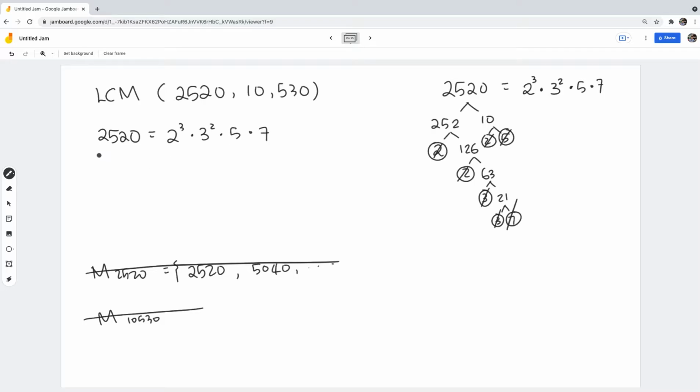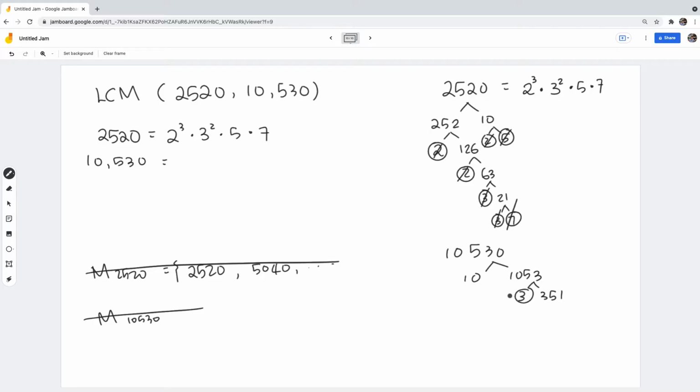I'm rewriting this because I want to compare the prime factorization of that with the prime factorization of 10,530. So let's look at 10,530 and do the prime factorization again. I know this is divisible by 10, because it ends with a 0, and 10 times 1,053, right? Is this divisible by 3? Yes. So divide that by 3. Let me just use my calculator, and divided by 3 is 351.